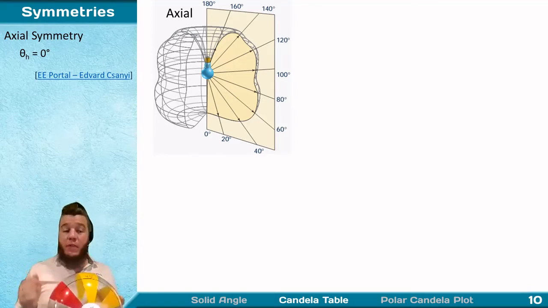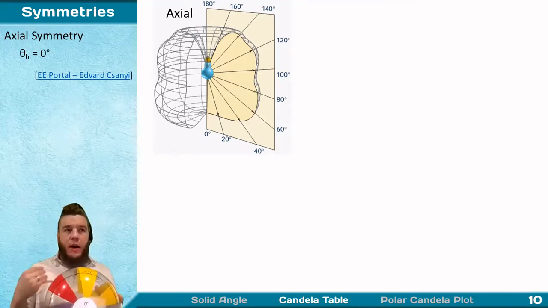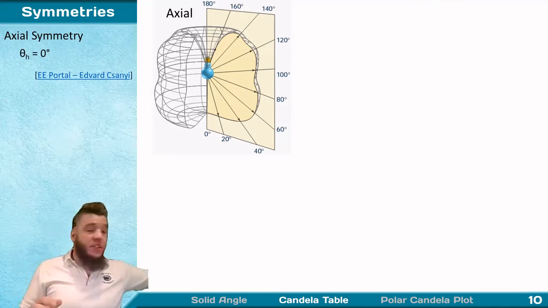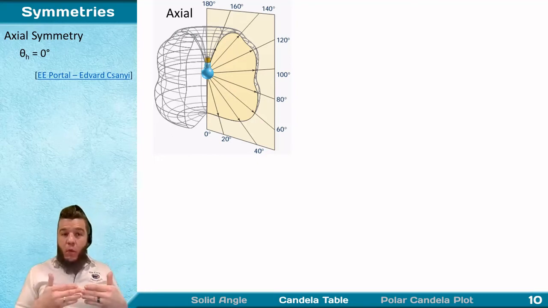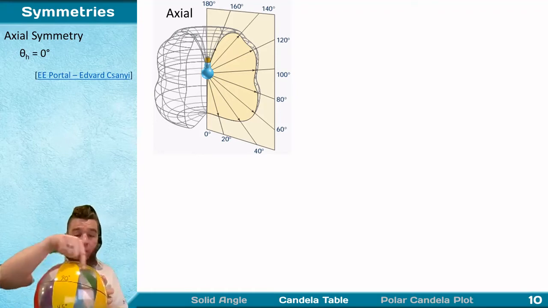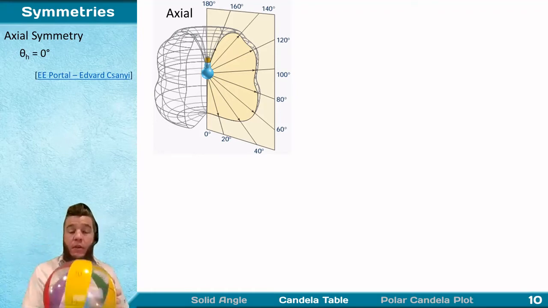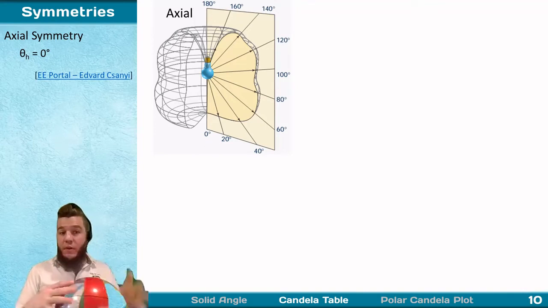A great example of that is an A lamp. Par lamps are also axially symmetric. Spotlights, of course, are also axially symmetric. So in the Candela table, we're only going to have a single value for horizontal angles, because no matter where we are on this globe, all of these slices are identical. So we only need a single column, because that column is good for this set of angles as well as this set and all the others.